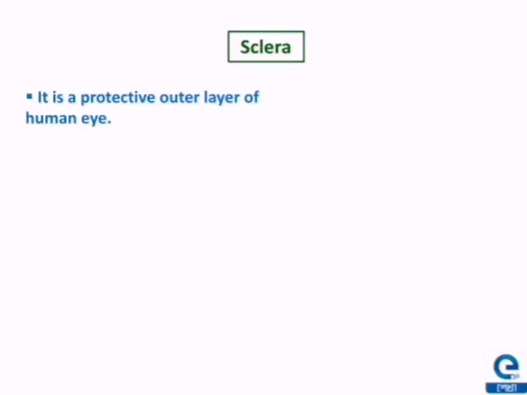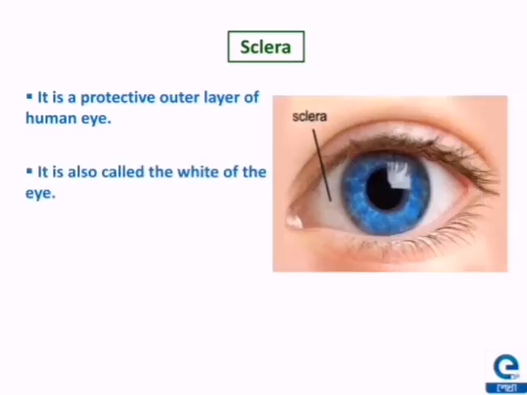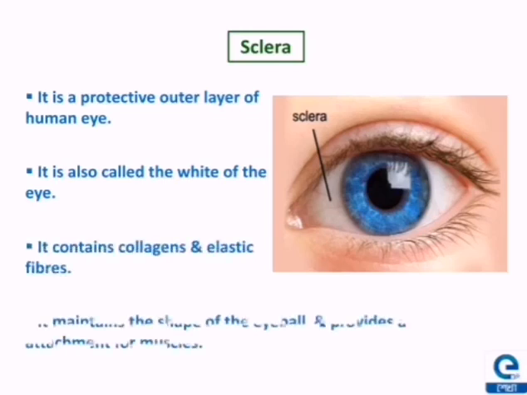Next we will learn about the sclera. It is the protective outer layer of the human eye. It is also called the white portion of the eyeball. It covers 5/6 part of the outer fibrous coat of the eyeball. It contains collagen and elastic fibers. It maintains the shape of the eyeball and provides an anchorage or attachment for the muscles.